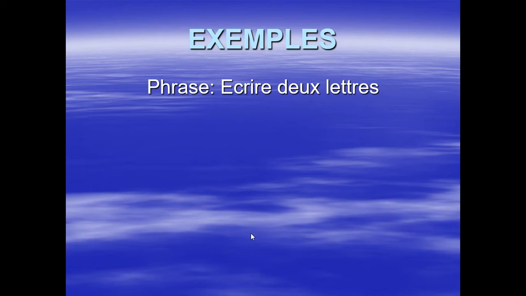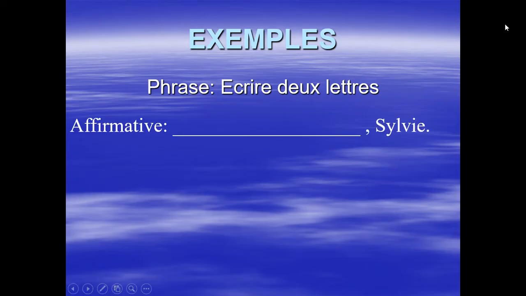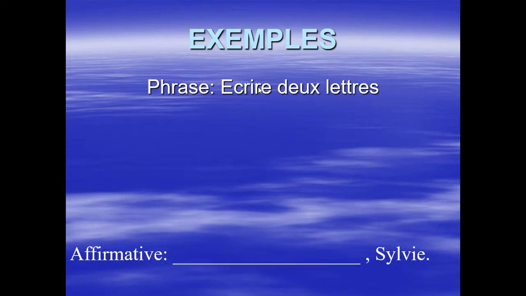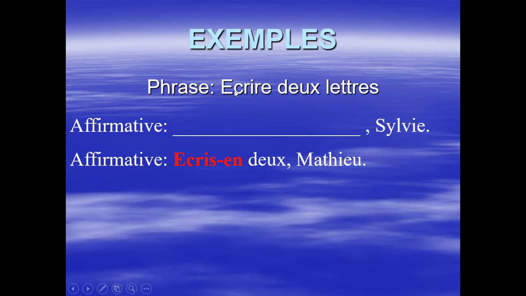The second example is écrire deux lettres. Deux lettres, you know that you need to replace with en because it's a quantity. So the sentence is write 2 letters. You want to talk to Sylvie and tell her that. So the S rule doesn't really apply here because it's not an ER verb at all. So you just basically revisit the ending for RE verbs, which is t for il or elle. So it should be écrit-en Sylvie. Oh, this should be Sylvie.